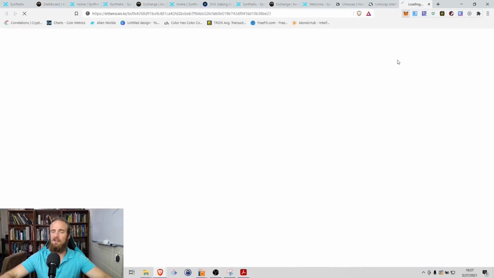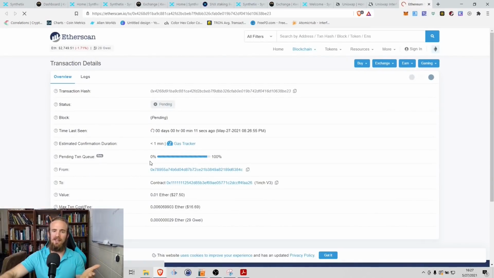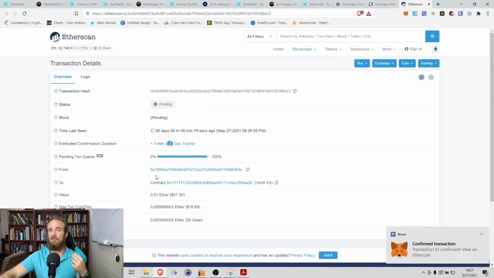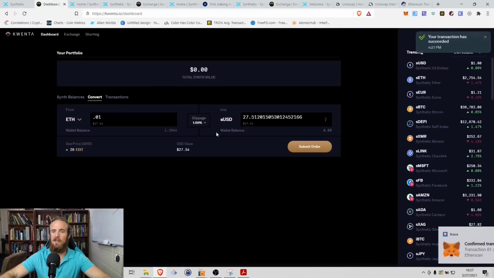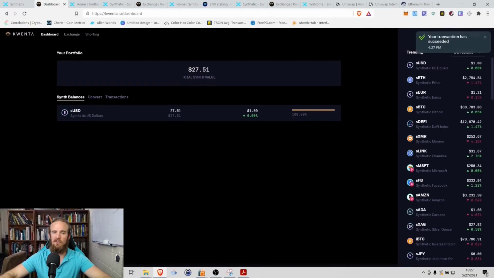We can see a variety of different facts about the transaction, just something to do while we wait. We can see the estimated confirmation time, and one good thing is that lately Ethereum gas fees have dropped a little bit, so that transaction was able to go through pretty quickly. And then what we'll see now is that we do have that token in the wallet. We can see SUSD of 27.51.